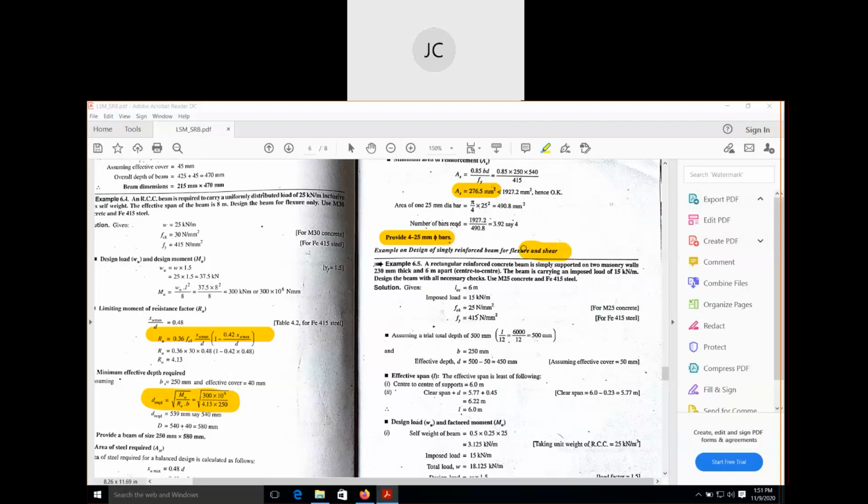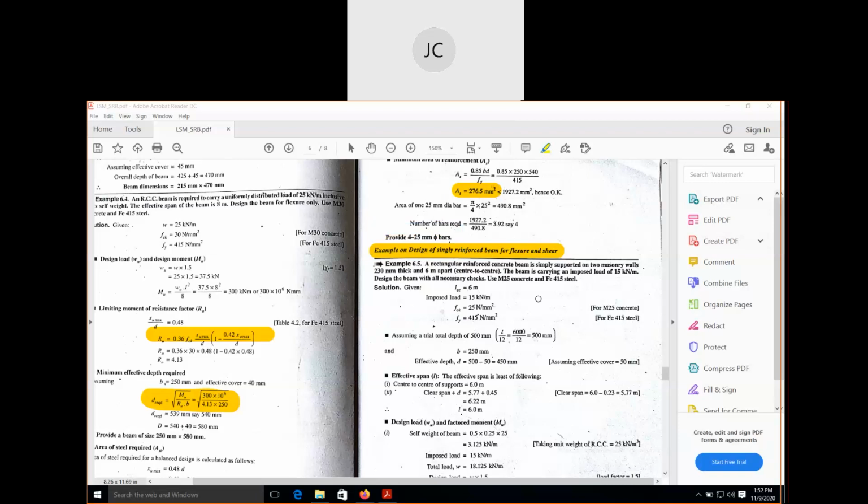This is an example on design of a singly reinforced beam for flexure as well as shear. That means here you first have to find the area of steel, then we have to find the shear reinforcement also. This problem is going to be a lengthy one, so all of you try to understand. I will try to explain, and if you have any doubt after that you can ask me.